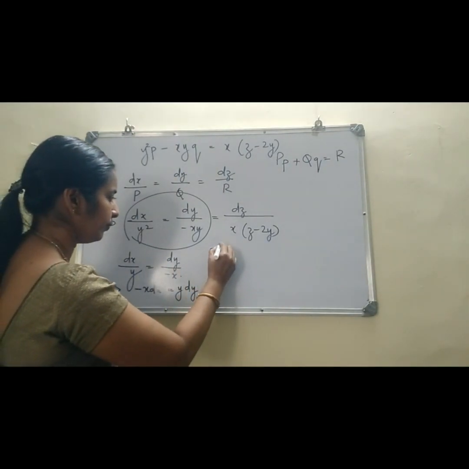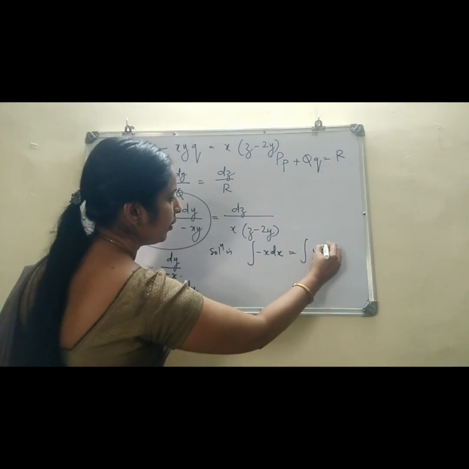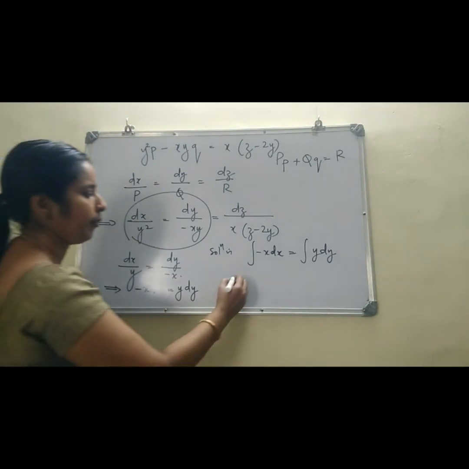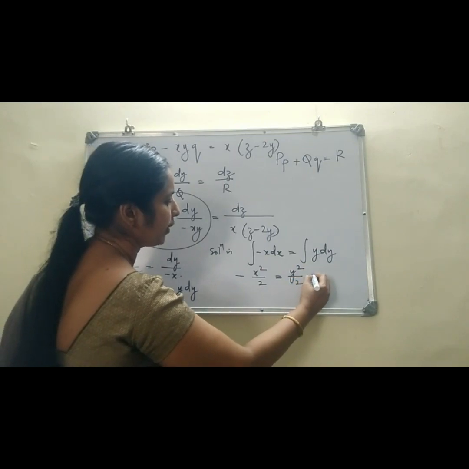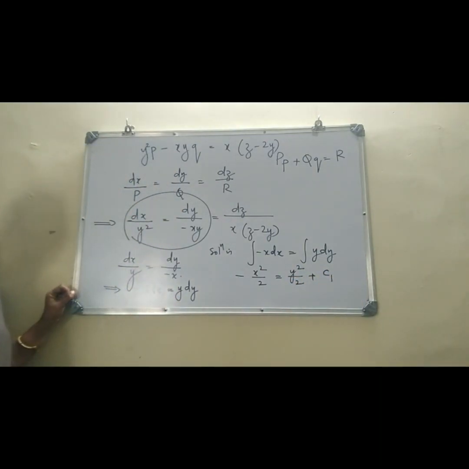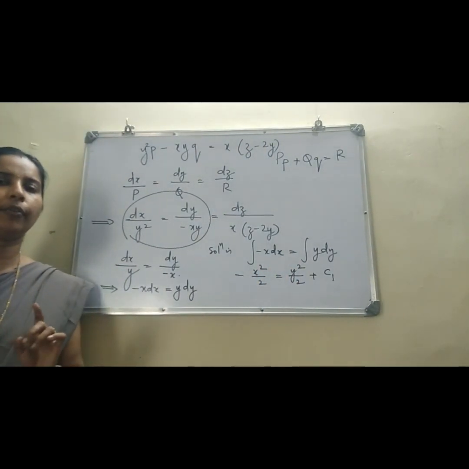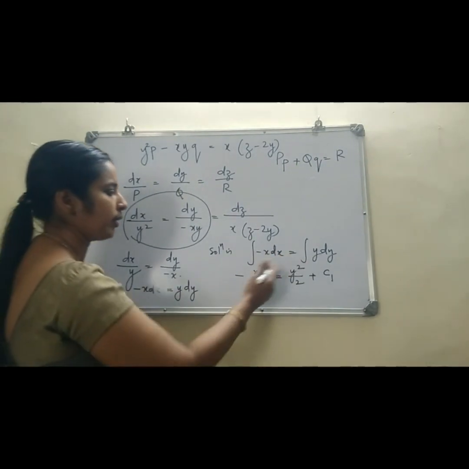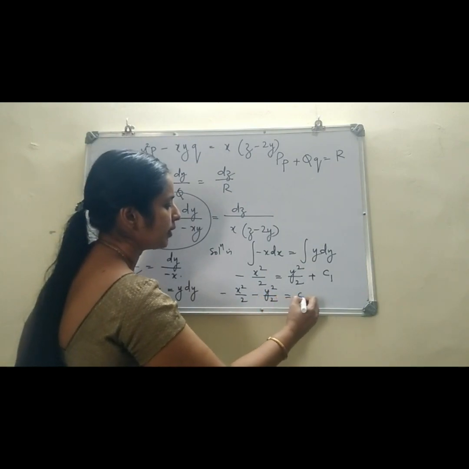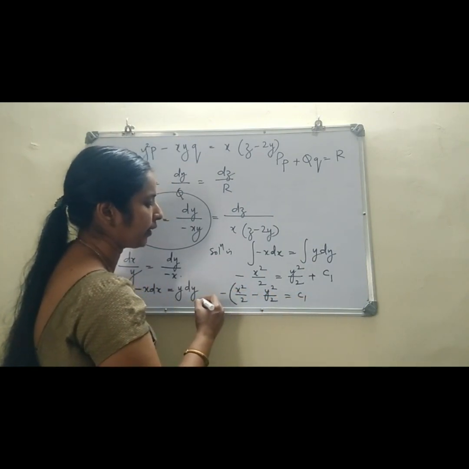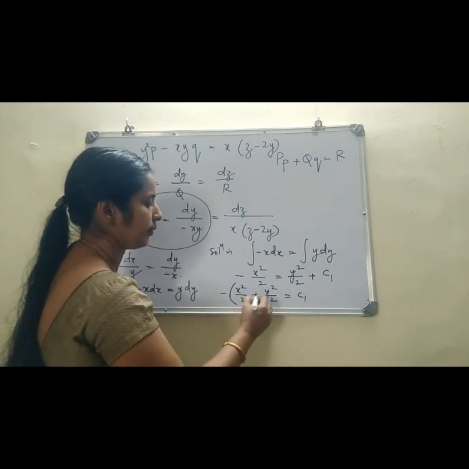By integrating you will get the solution. So the solution is integral minus x dx equal to integral y dy. That is minus x square by 2 is equal to y square by 2. After integration there is a constant c1. You take this y square by 2 to the left side. We have to make a solution in the form u equal to c1. So you take this to the left side, that is minus x square by 2 minus y square by 2 is equal to c1. There is a common factor, you take the negative sign outside.